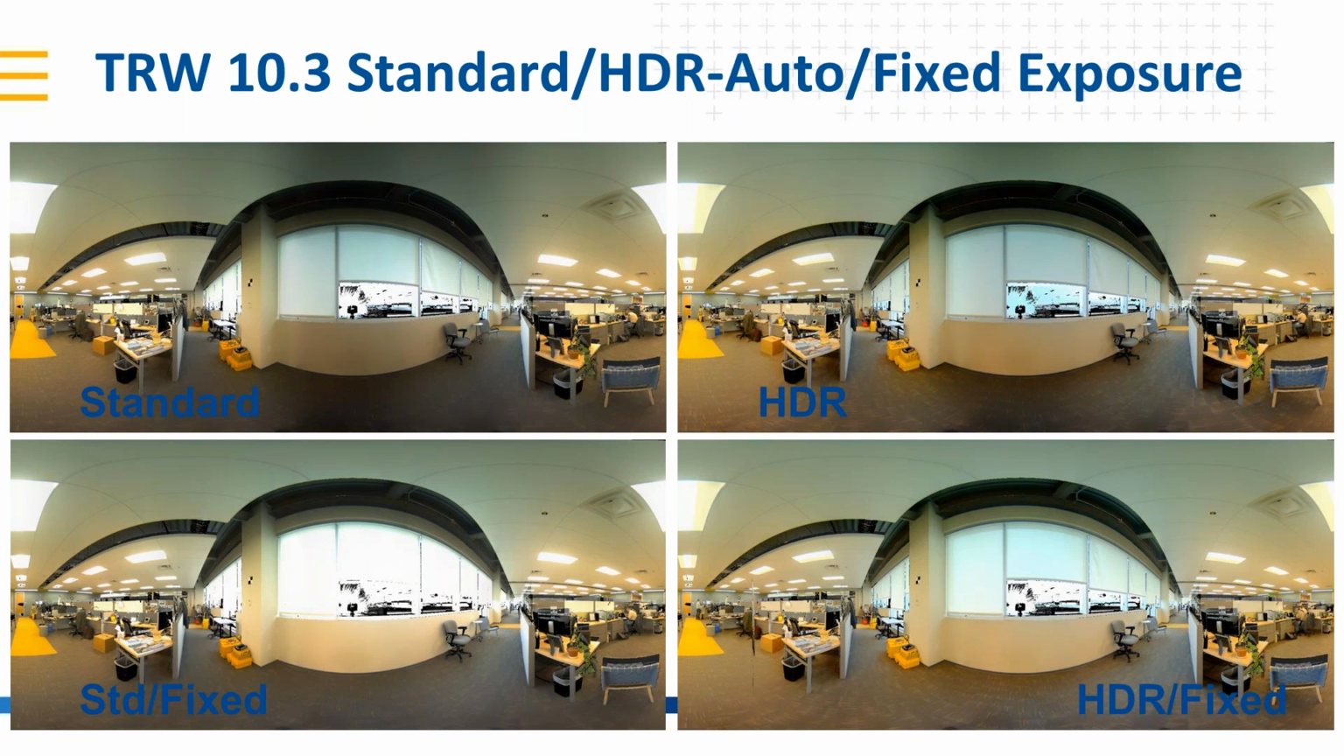Now, fixed exposure uses the exposure from the first picture taken and applies it to the remaining pictures for a more balanced exposure in the scene. This mode is also recommended outdoors in bright sunlight. If you have varying degrees of bright and dark areas in the scene, then HDR auto exposure may provide better results.